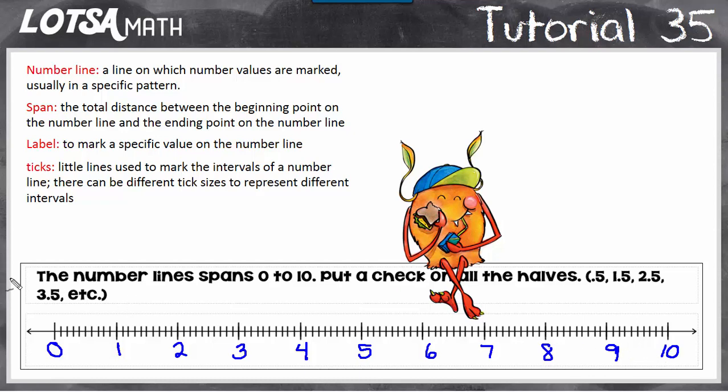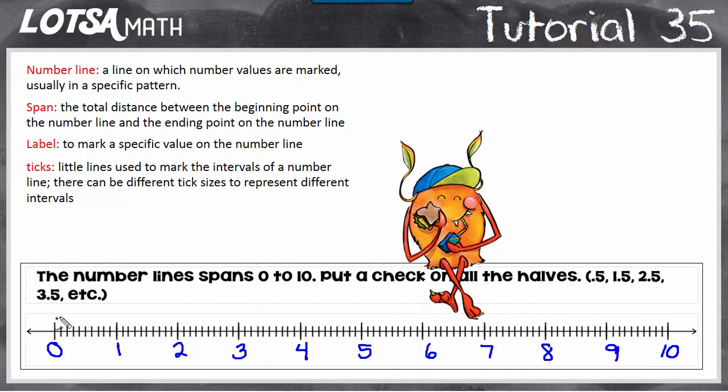Now we're going to look at the small ticks. To figure out the small ticks, just look at one whole number, from 0 to 1, and think about how many parts are in between 0 and 1. We want to count the spaces, not the ticks. If we count the spaces, we can see there are 1, 2, 3, 4, 5, 6, 7, 8, 9, 10 spaces. So this whole number, 0 to 1, is broken into 10 pieces. Each of these little ticks represents a tenth.